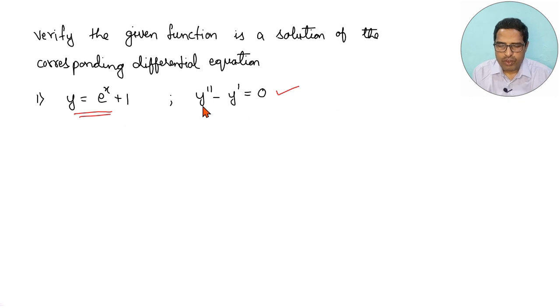So if you observe the given differential equation, y dash is a first order derivative and y double dash is a second order derivative. Let us get the first order derivative and the second order derivative from this given function. We will differentiate y with respect to x once and twice to get y dash and y double dash.